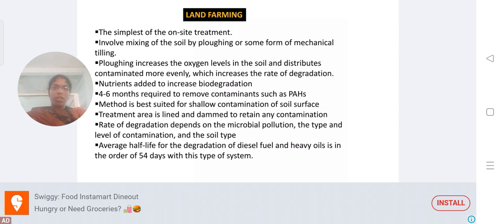4 to 6 months are required to remove contaminants such as PAHs. The method is best suited for shallow contamination of the soil surface. The treatment area is lined and dammed to retain any contamination. The rate of degradation depends on the microbial population, the type and level of contamination, and the soil type. The average half-life for the degradation of diesel fuel and heavy oils is in the order of 54 days with this type of system. So like that we have to study.